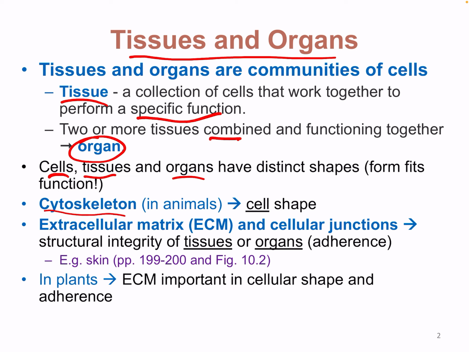So again, the cytoskeleton in animals gives us our cell shape, and the extracellular matrix and cellular junctions allow for structural integrity of tissues and organs and allow for adherence as well. An example is the skin. In plants, the extracellular matrix is important in cellular shape and adherence.